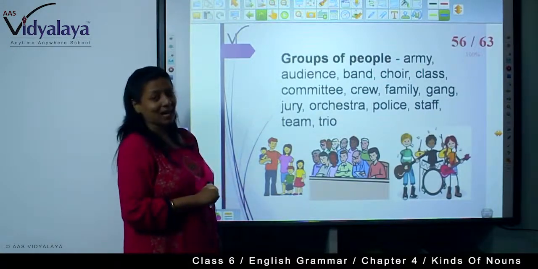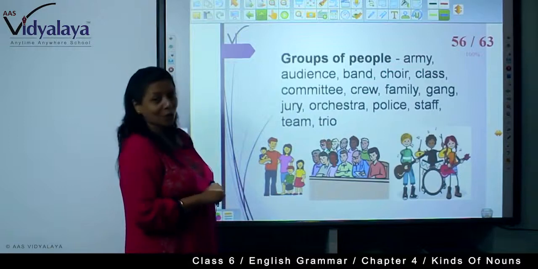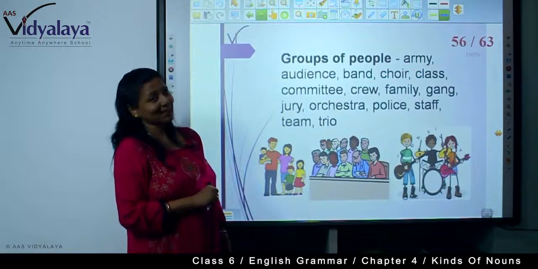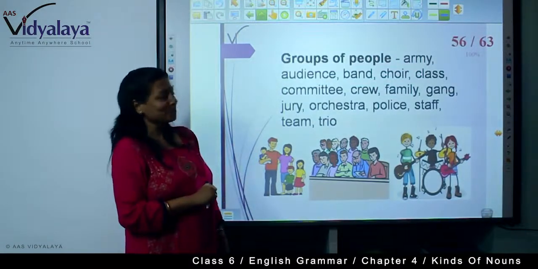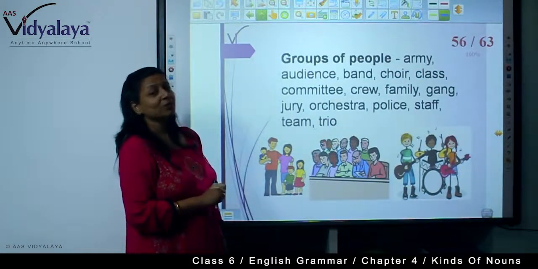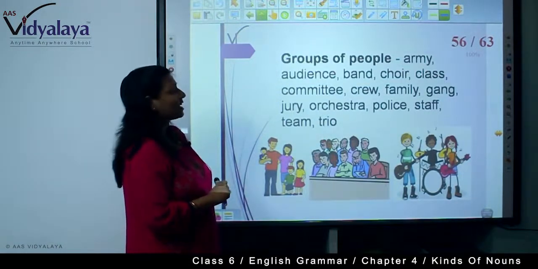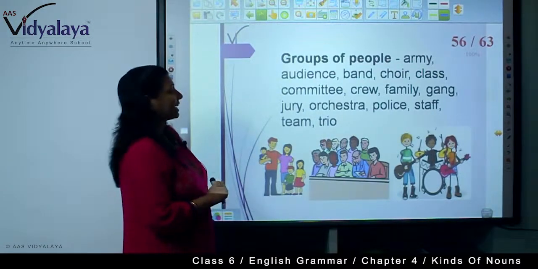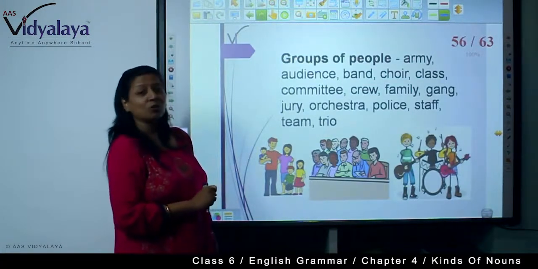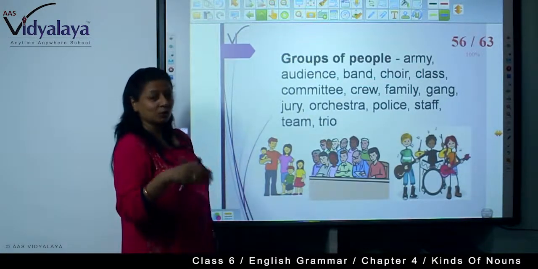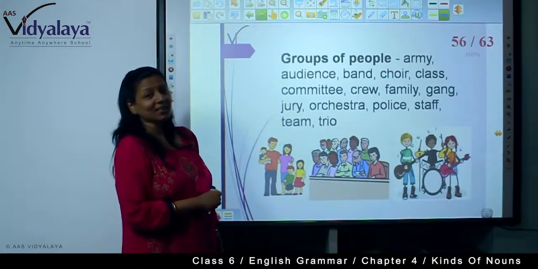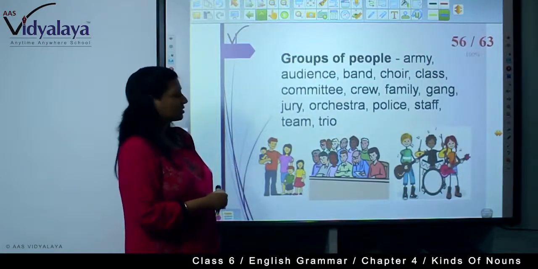So army of soldiers, audience, band of musicians, choir of singers, class of pupils, committee of members, crew of pilots, family members, gang of robbers, then jury of members, jury who judges and who make a decision collectively. Orchestra, you know orchestra, where there are many musicians.